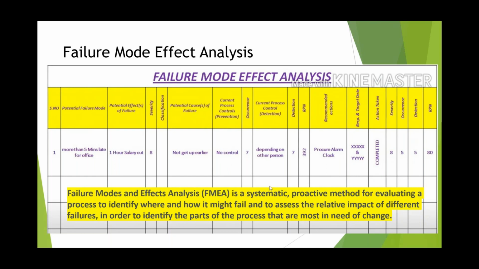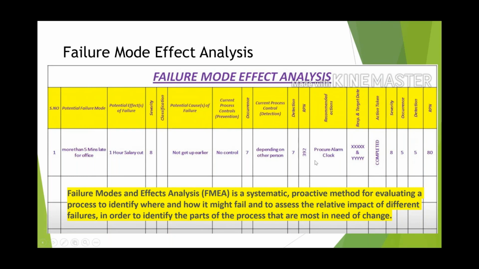What is the next cause? He is depending on his family members to help him wake up early. But at that time, maybe because of some reason, his family members might have slept and failed to remind him to wake up. So this might be the second cause, but that also doesn't have any control.